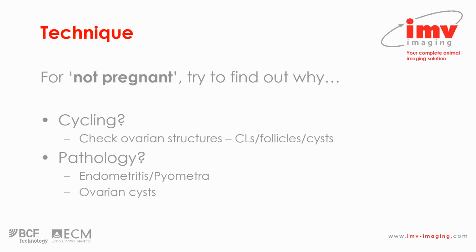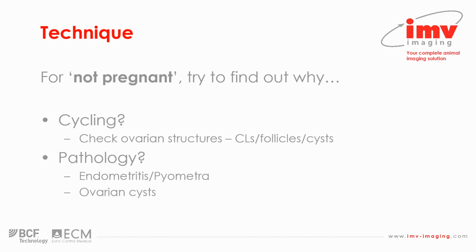For animals for which you call not pregnant, don't just leave it at that. Obviously, try to find out why. So first of all, check the entirety of the reproductive tract, remembering it's important to check the ovaries. Is this animal actually cycling? And if so, is she cycling normally or is she cycling abnormally? Are there corpora lutea evident, which would be evidence of cyclicity? Are there follicles, again, evidence of cyclicity? Or are there cysts, which may suggest a cause for interruption of the normal cycling pattern?